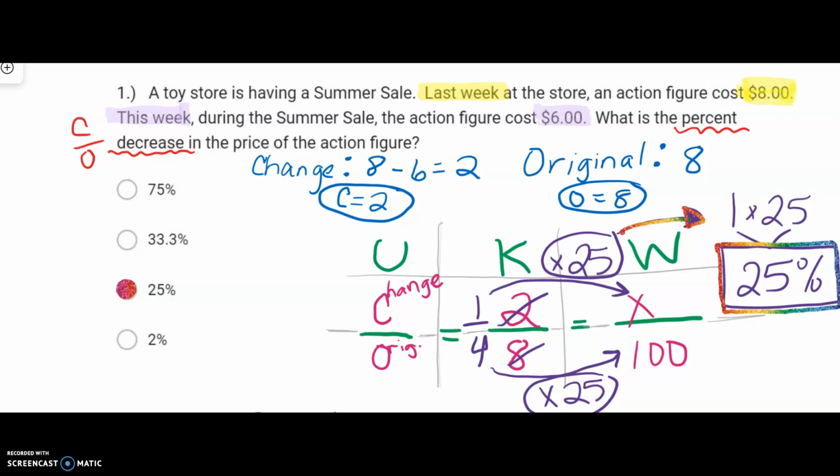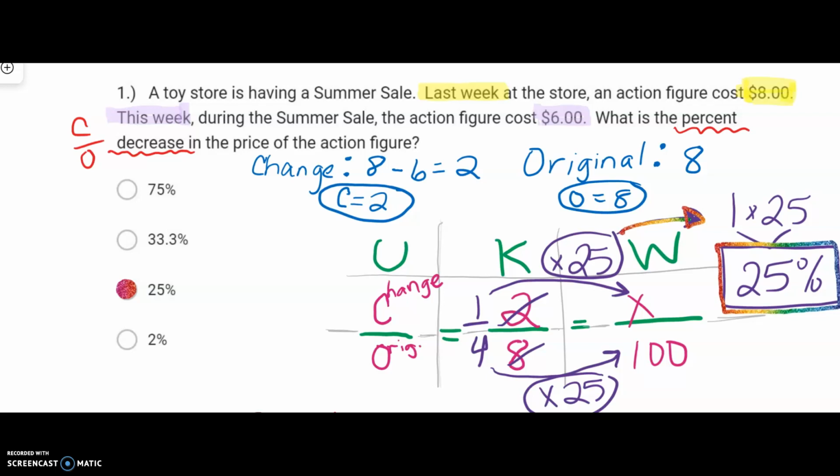So our formula is for the percent change, which is change over original. In blue, I put that the change is 8 minus 6, which is 2. So your change is 2, and the original is 8. And we know that because that was the first week in time that happened, because that was last week. So originally, it was $8.